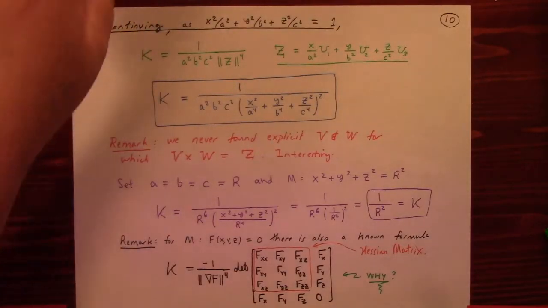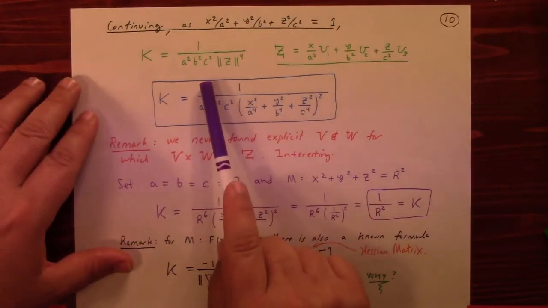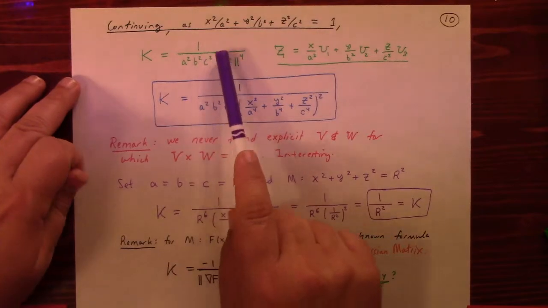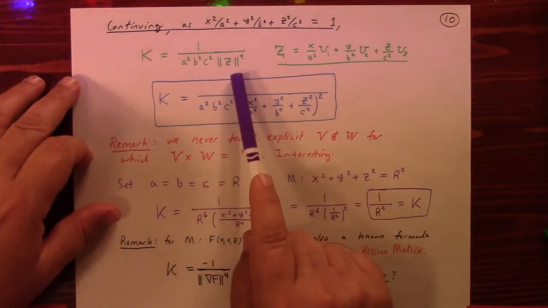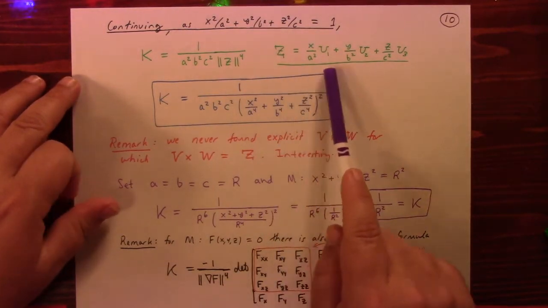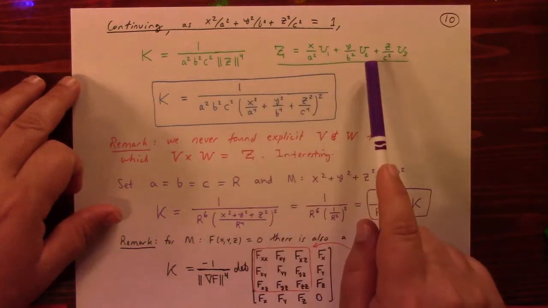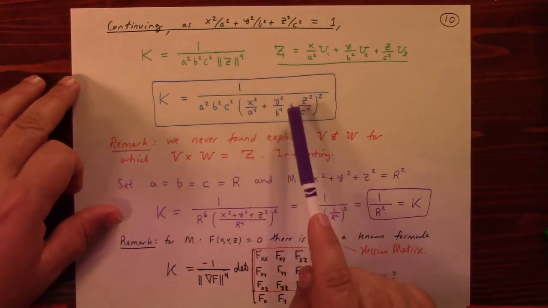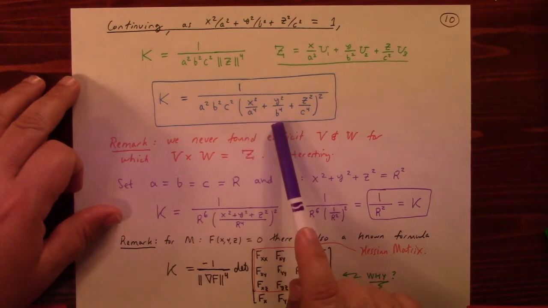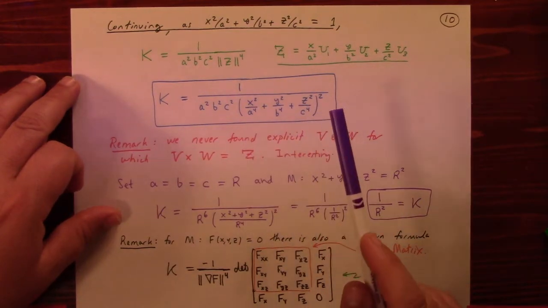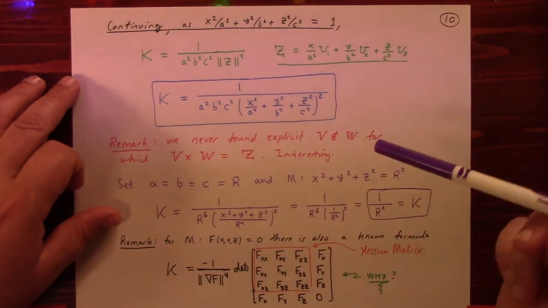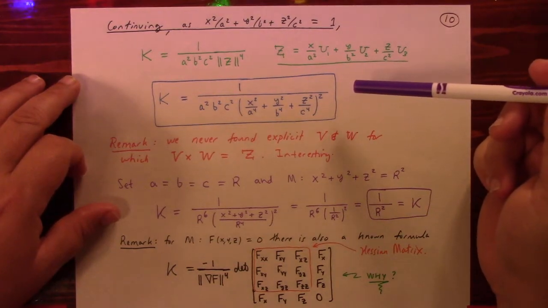So that's 1. And you've got k is 1 over a squared b squared c squared, length of z to the fourth, where z is this. So the length of z squared is x squared plus y squared plus z squared divided by, respectively, a to the fourth, b to the fourth, c to the fourth, all that squared. And there you go. That's the formula for the Gaussian curvature of an ellipsoid, which is pretty impressive.